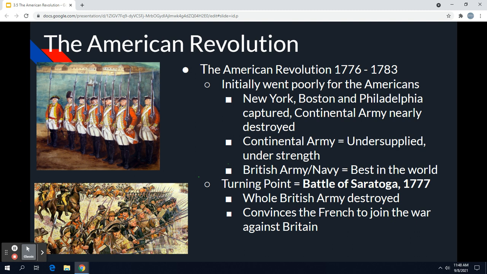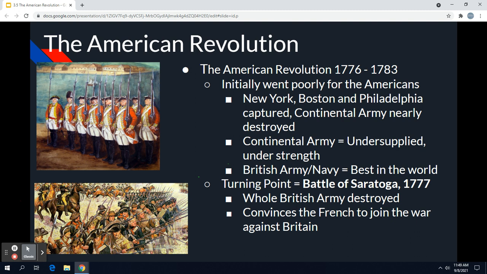The Continental Army is undersupplied, understrength. There's not enough men. There's not enough muskets. There's not enough ammunition. The British Army, on the other hand, is well supplied. It has hundreds of thousands of soldiers at its disposal, has the best navy in the world. So it's really not a good matchup.